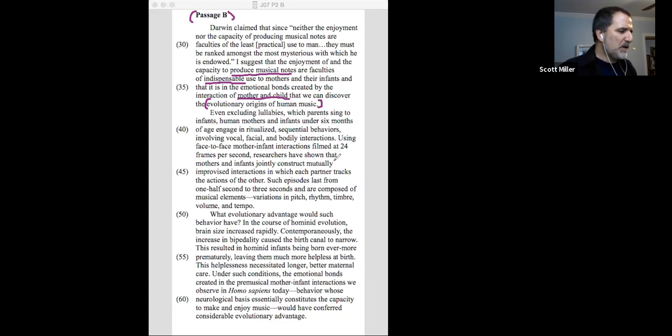In this next paragraph, I'm going to move on kind of quickly so we can get to some questions. What do we want to pay attention to in here? There are a lot of details. They're talking about face-to-face mother-infant interactions filmed at 24 frames per second. On a lot of exams, that's the kind of information you would think is really important, and a lot of people would underline it. Oh, they're going to ask me the number of frames per second. By the way, 24 frames per second is just a regular Hollywood movie film frame rate. It's nothing special.